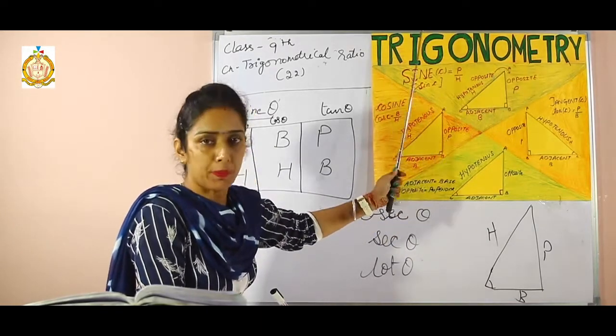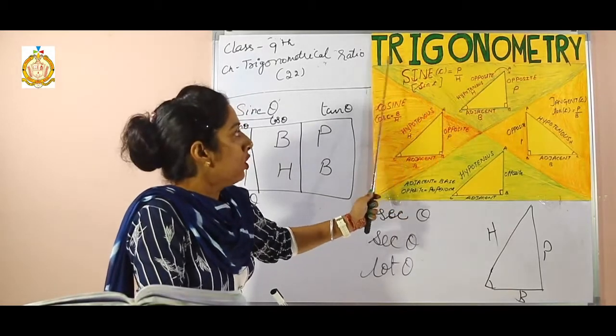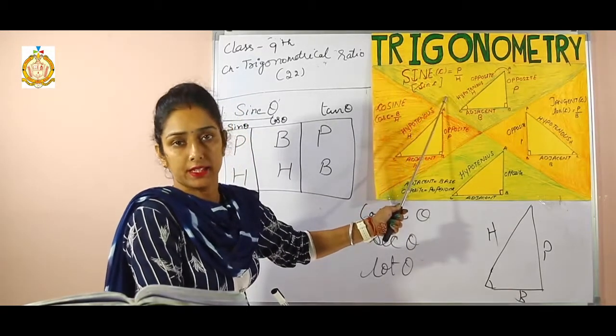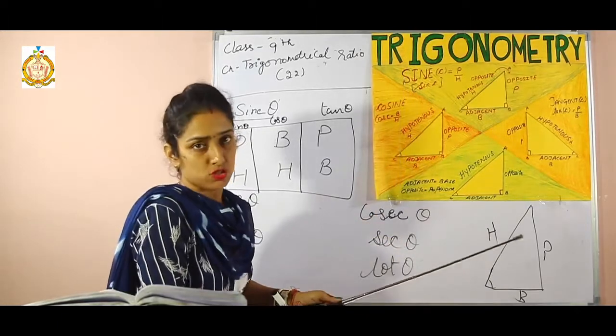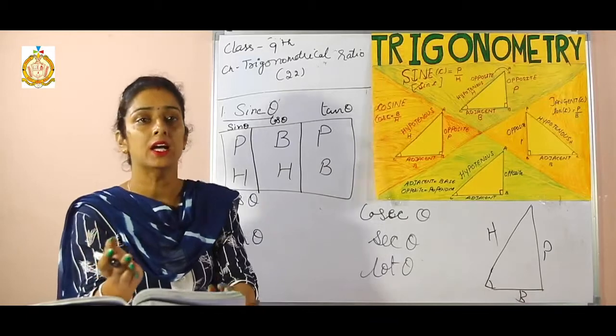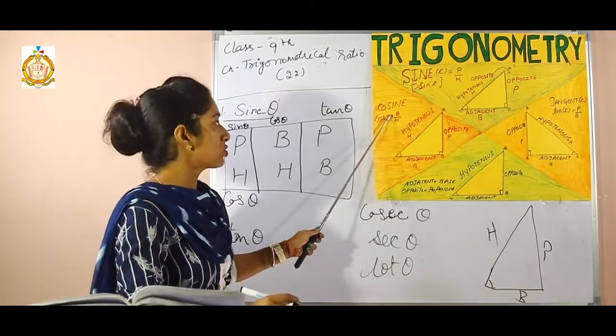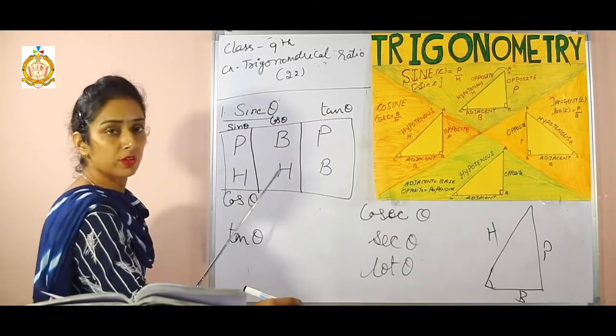P stands for perpendicular and H stands for hypotenuse. So, what is the formula of sine theta? That is P over H. When there is a question that you have to find the value of sine theta, that is equal to P over H. Now, next one is cosine. That is B over H.